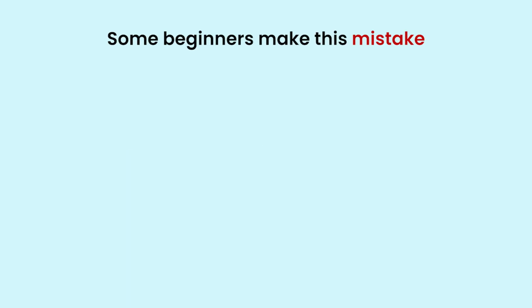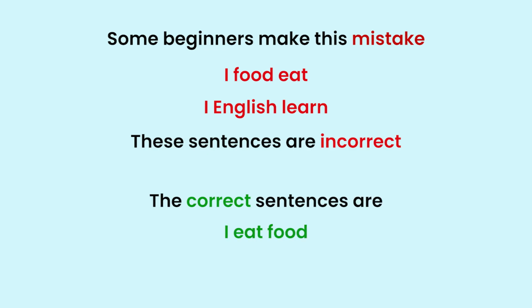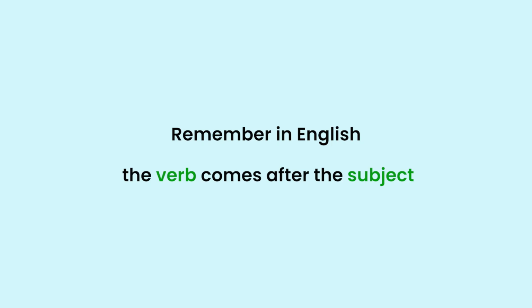Some beginners make this mistake. I food eat. I English learn. These sentences are incorrect. The correct sentences are: I eat food. I learn English. Remember, in English, the verb comes after the subject.